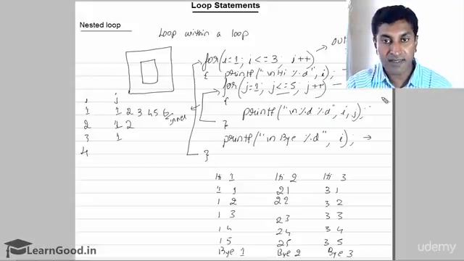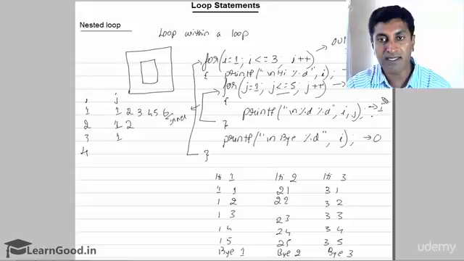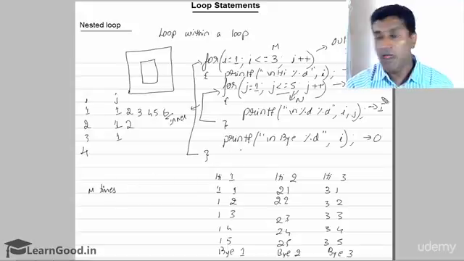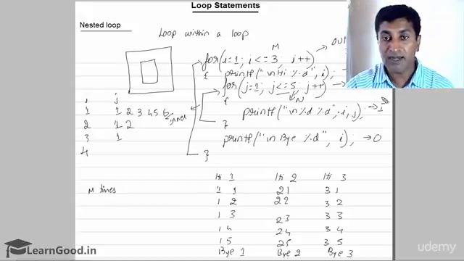Whereas this printf with I and j is an inner loop statement. These are all outer loop statements, whereas this one is an inner loop statement. If the outer loop is going for m times and the inner loop is going for n times, then the outer loop statements will get executed m times, whereas inner loop statements will get executed m into n times.